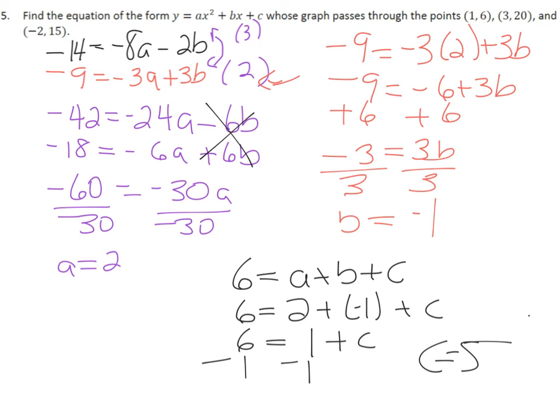Finishing this off here, the equation that they want us to find is going to be y is equal to. And now that we know our a, we have a is 2x squared, plus our b, which is a minus 1, so minus x, plus our c, which is positive 5 here. So this will be our equation here.